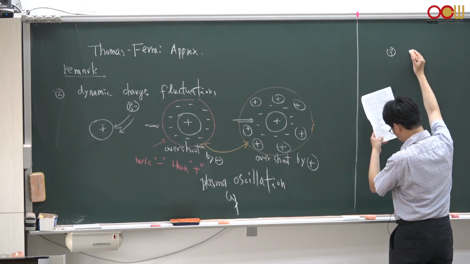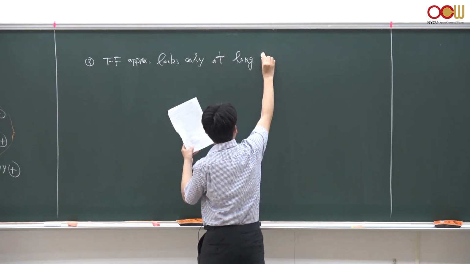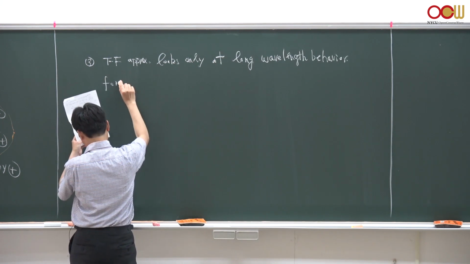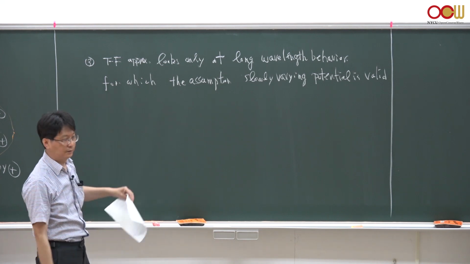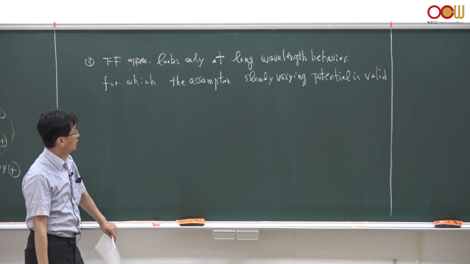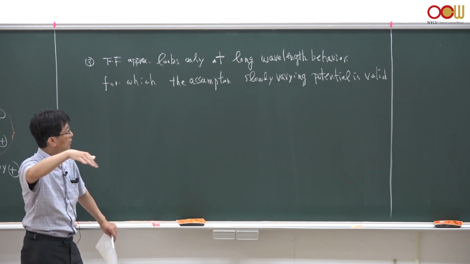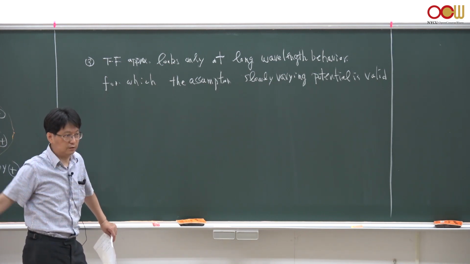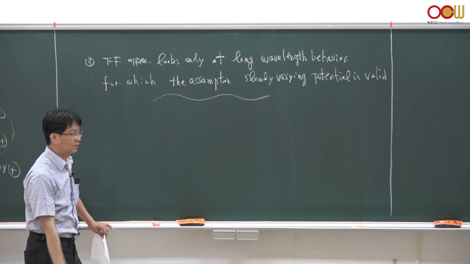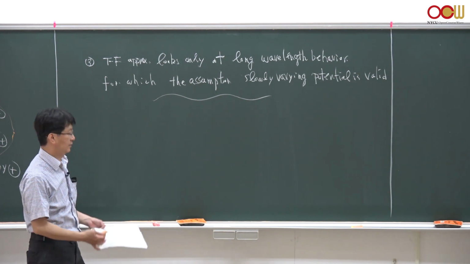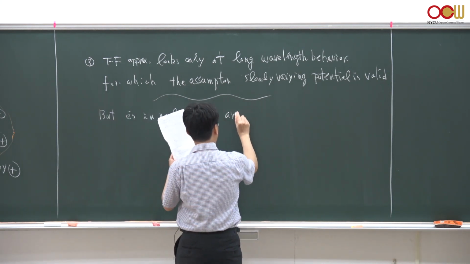And the third remark is that the Thomas-Fermi approximation looks only at long distance behavior or long wavelength behavior. And also the assumption of a slowly varying potential is valid. Remember, we consider only a very slowly varying potential in space, so that the Thomas-Fermi approximation is valid by looking at only the long wavelength, slowly varying charge fluctuations. But this assumption is not valid if you look at realistic situations where electrons in real metals are not moving slowly.